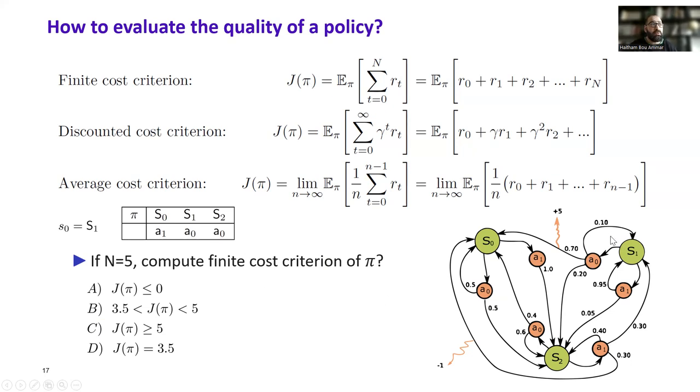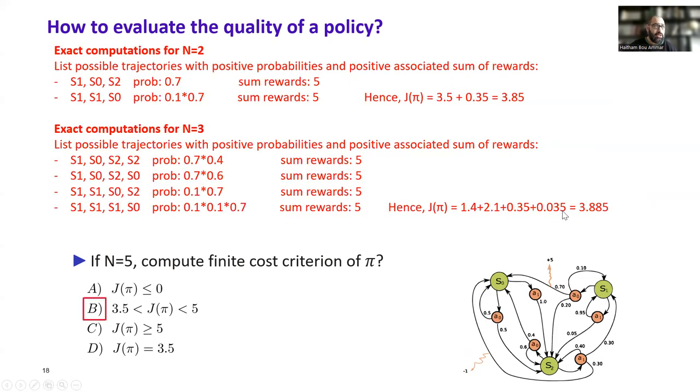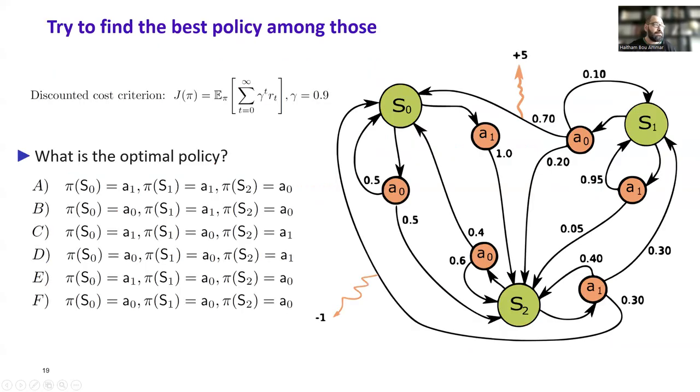And then here, what you would do is just transition. Depending on this policy, you will compute the probability of your transitions depending on the transition model. And then you would just add the probability of those trajectories multiplied by the sum of the rewards that you would get on those trajectories. We've taken two examples, for n equals 2 and for n equals 3, but you could do it for n equals 4 and for n equals 5. Okay.